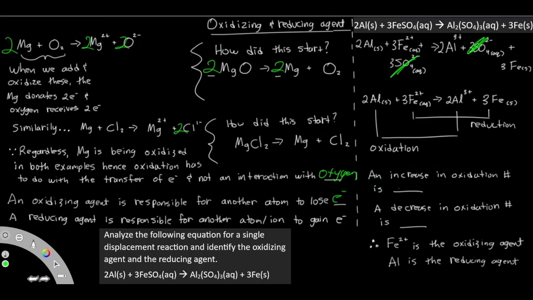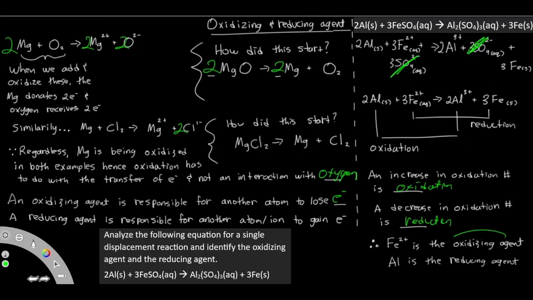An increase in oxidation number is oxidation. So where do we see an increase in oxidation number? Well, we have 0 over here. It became 3 over here, so this is obviously oxidation. A decrease in oxidation number is known as reduction. So we went from 2 to 0 over here, hence why we've written it out as reduction.